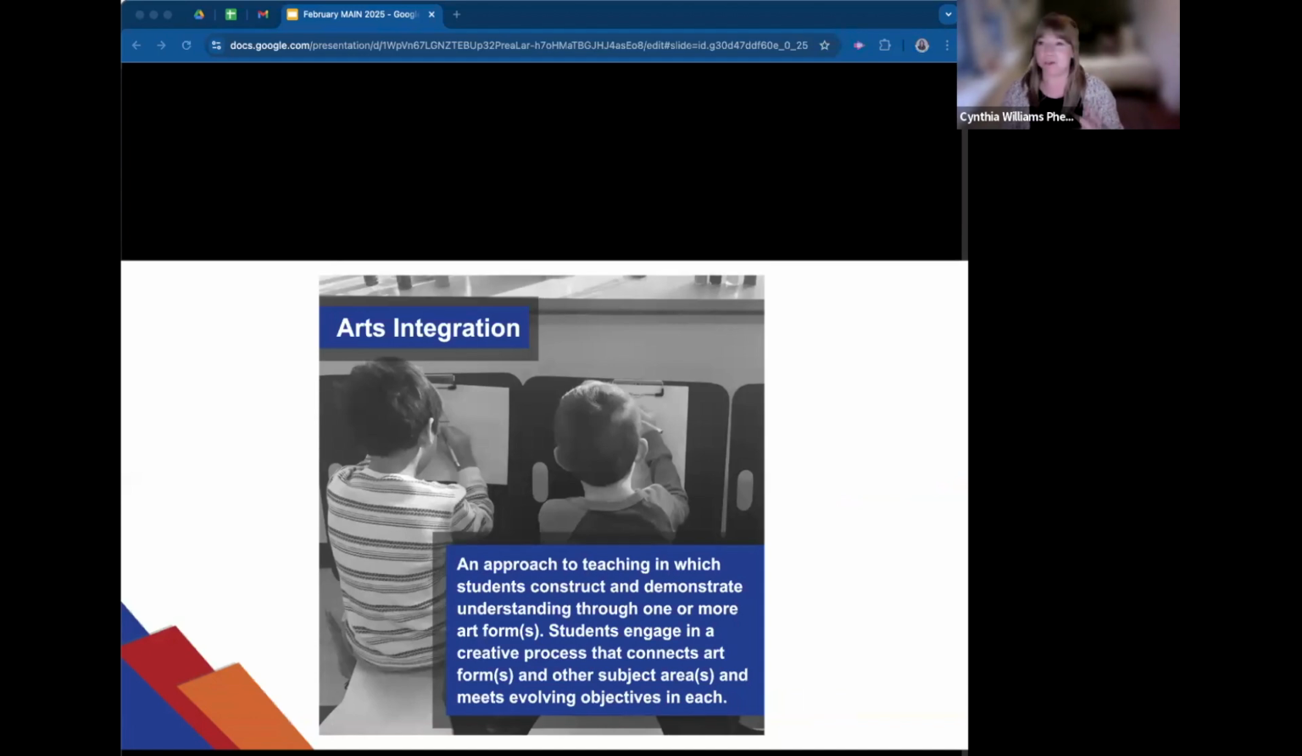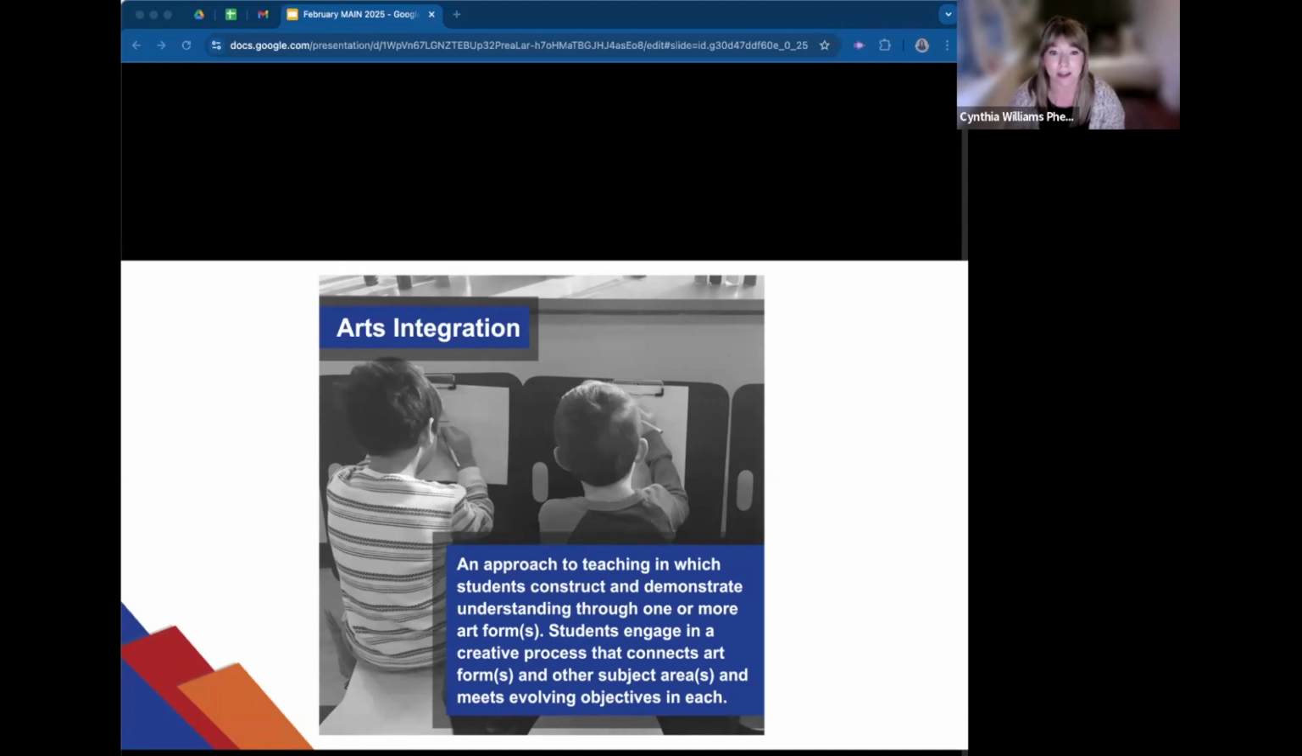As we work through today, we're going to do a little bit of a warm up, and then we will hear from some amazing teachers that are using arts integration in their classrooms. So I just wanted to remind us what the definition of arts integration is.